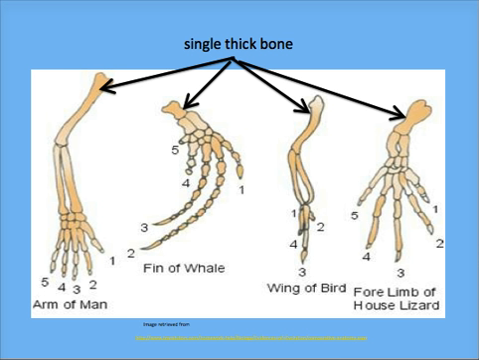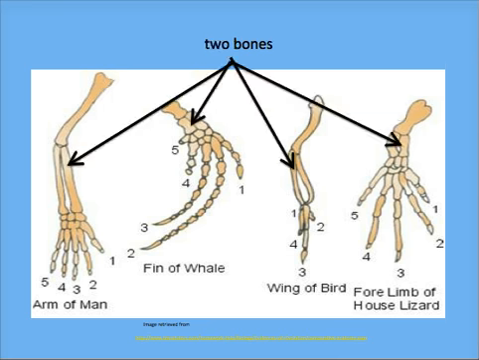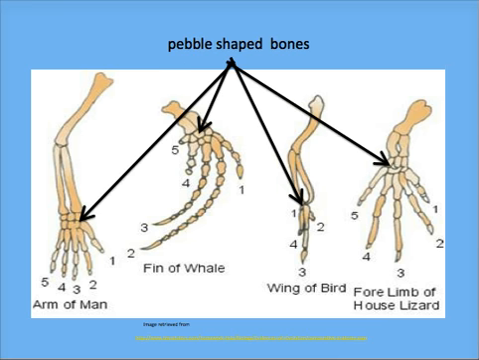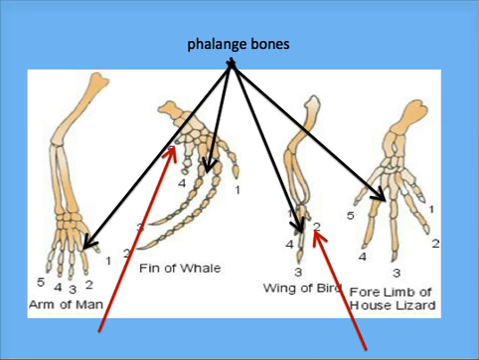Each begins with one heavy bone. Next, each forelimb has a set of 2 bones, which are followed by a group of tiny pebble-shaped bones. Lastly, each animal has a set of phalange bones, which for humans form fingers.